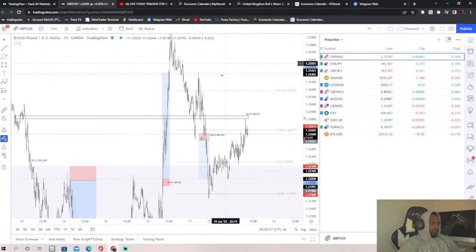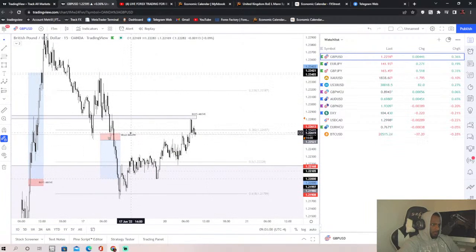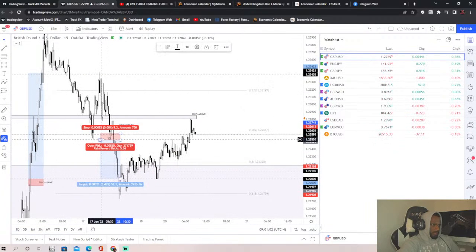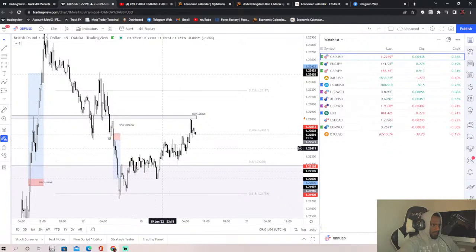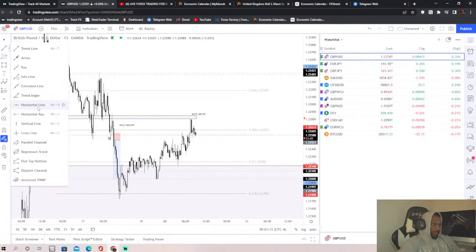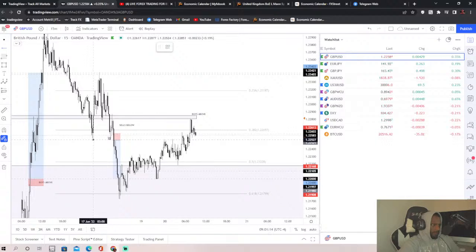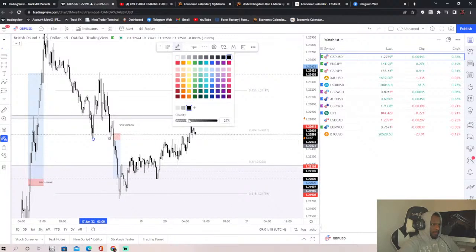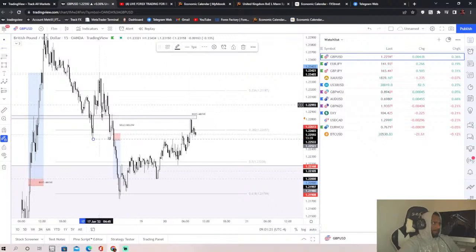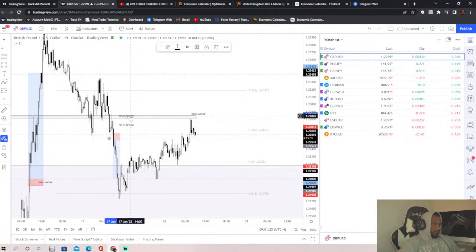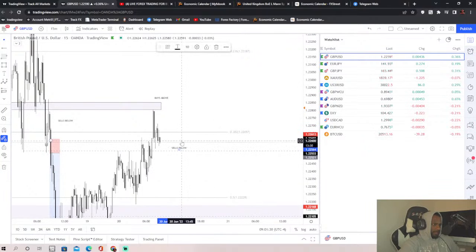Alright, so here's what I'm going to do. I'm actually going to take out this zone. And then we'll do that. That's a trade that we took last week on stream. And we can kind of create a horizontal ray. Maybe make it a little darker. Bam. Alright. And then we'll do one of these. Bam. So that's kind of what I'm looking at right now, guys.